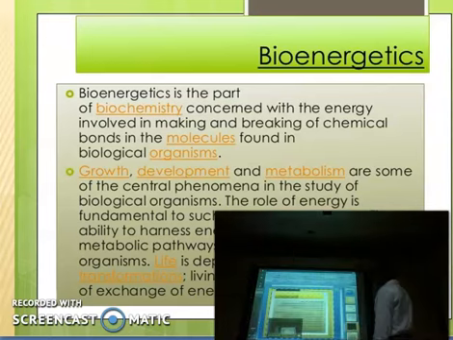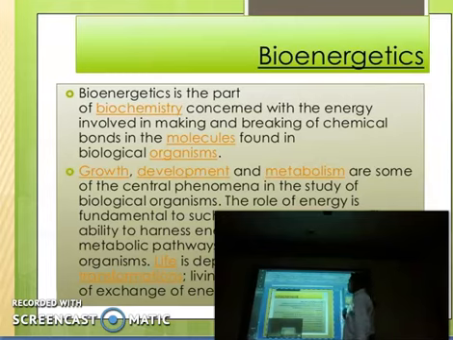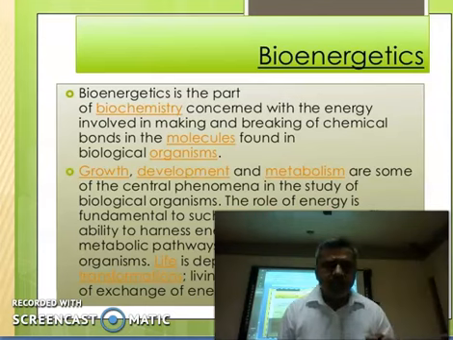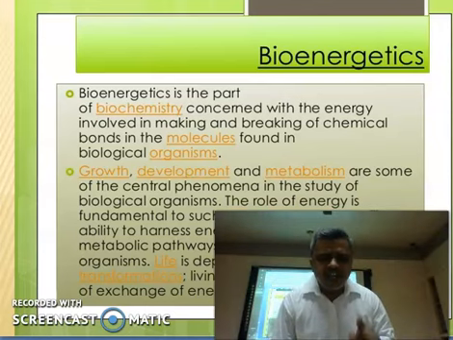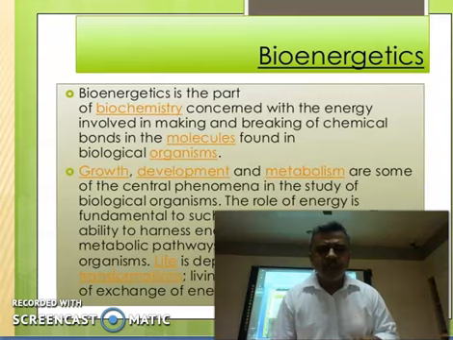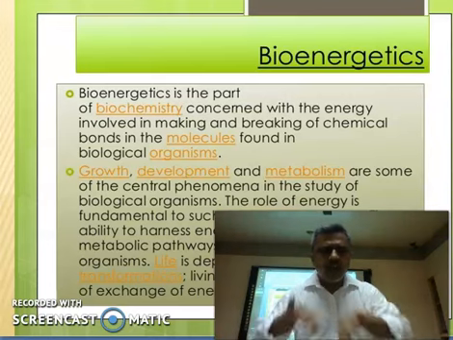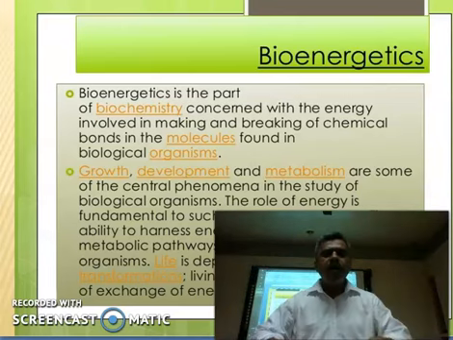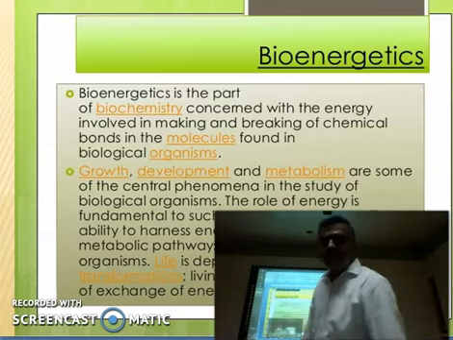Bioenergetics is a part of biochemistry concerned with the energy involved in making and breaking of chemical bonds in the molecules found in biological organisms. Repeating, understand this very carefully: bioenergetics is a part of biochemistry concerned with the energy involved in making and breaking of chemical bonds in the molecules found in the biological organism.